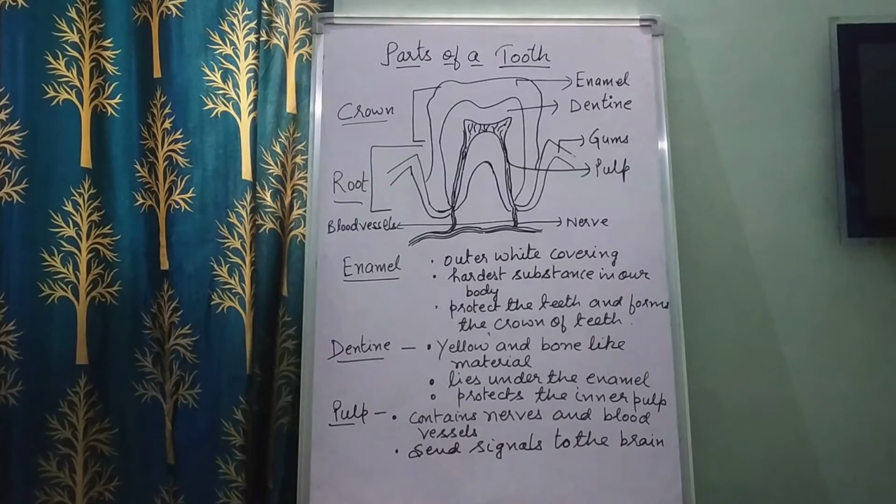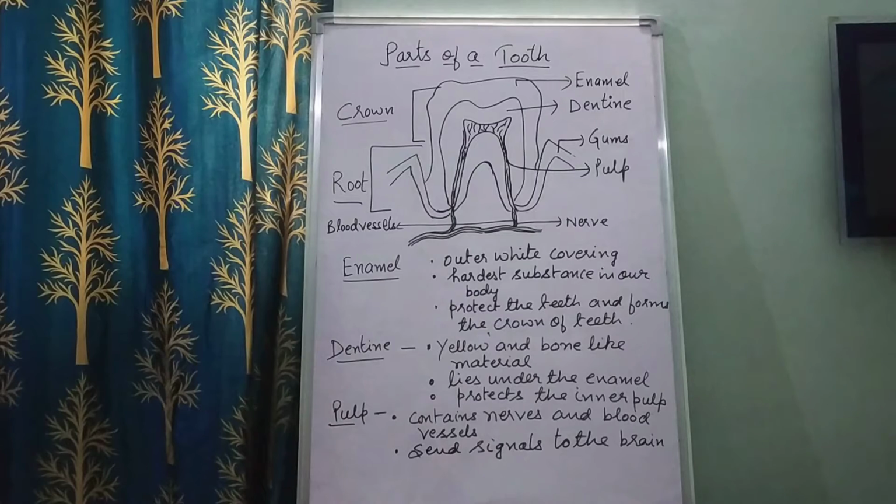Children, what are nerves? Nerves are part of the nervous system that takes messages to and from the brain and other body parts, right? And blood vessels are thin tubes through which blood flows. Now see the three layers of the tooth. The first one is enamel, the second dentine, and the third pulp. Now we are going to learn them one by one.